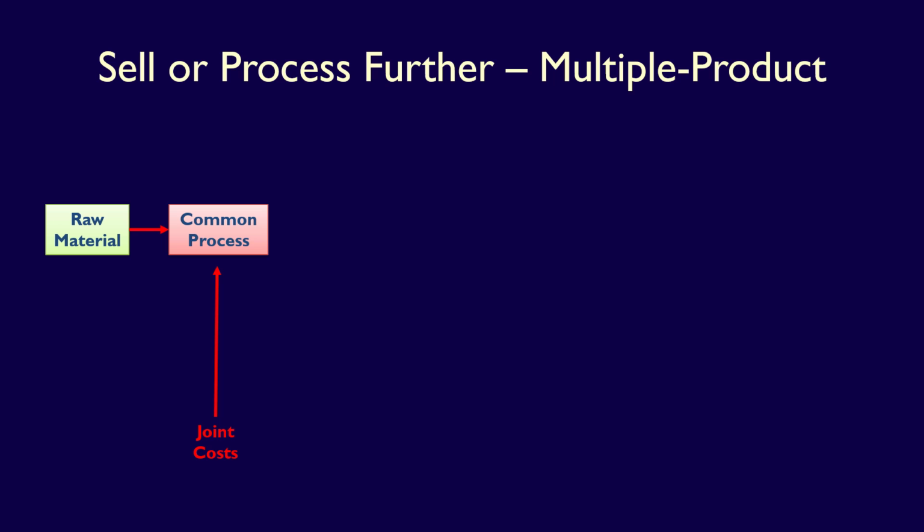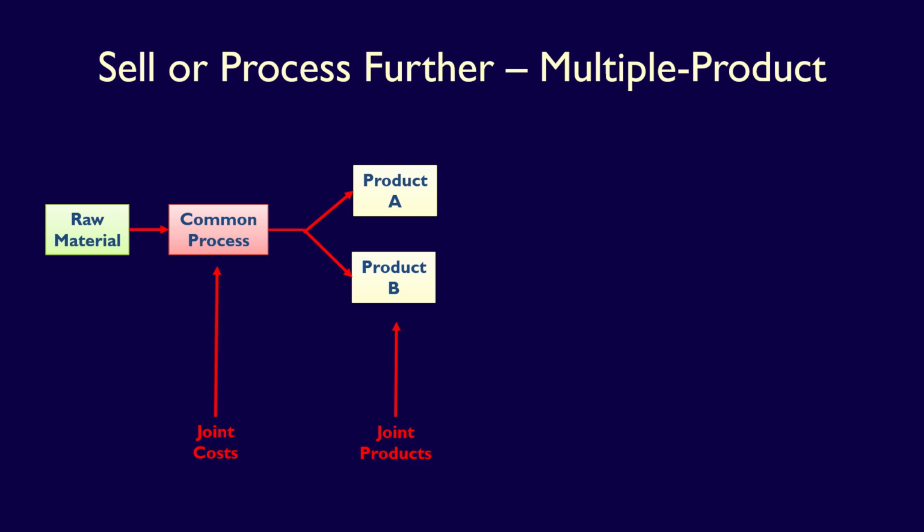Note that these joint costs are common to all the end products that are produced, so they do not change between alternatives. Therefore, all joint costs are ignored for purposes of incremental analysis. Joint costs are therefore irrelevant in incremental analysis. After this joint process, say we can produce two products, A and B. These are joint products because they are both produced from the same raw material. This is called the split-off point, the point where the raw material is divided into individual but joint products.